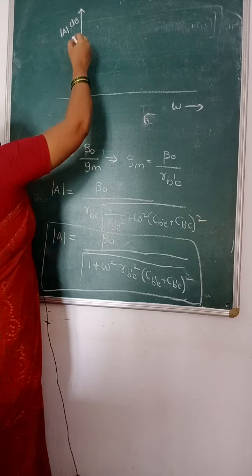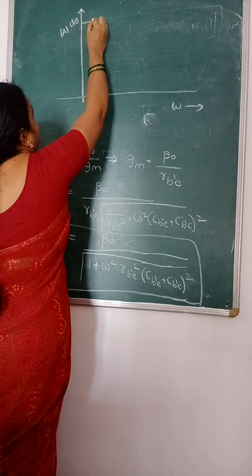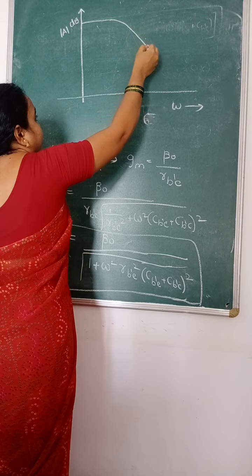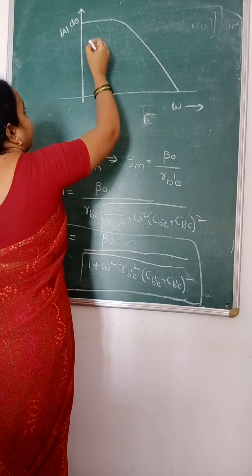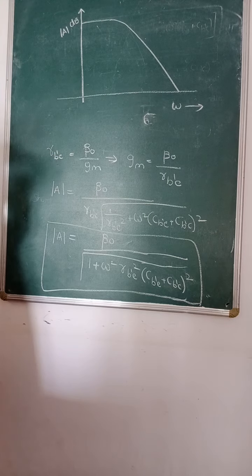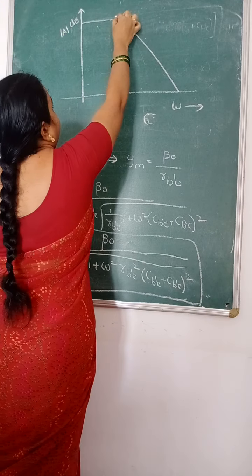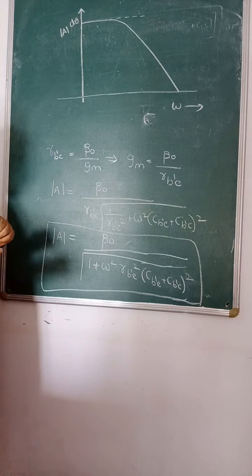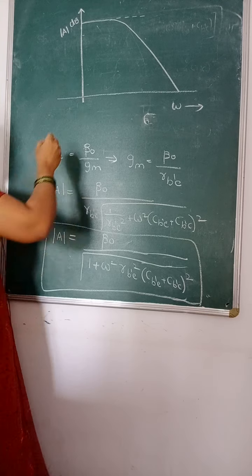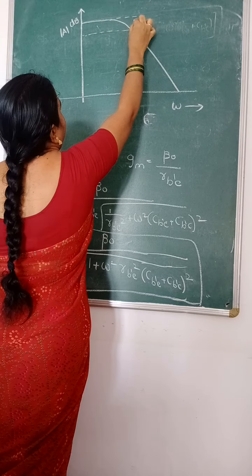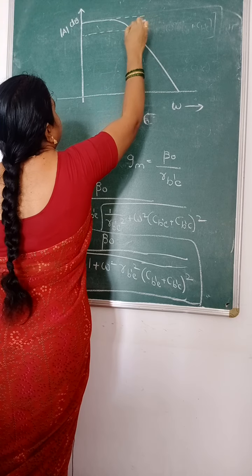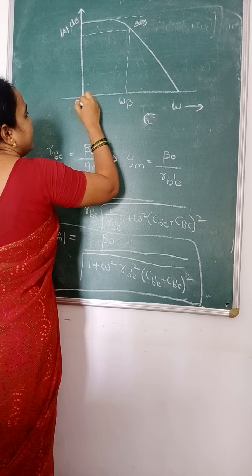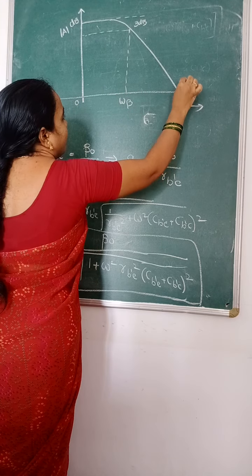So it decreases gradually. This is at 3 decibels. This frequency is omega B. This frequency is omega T.